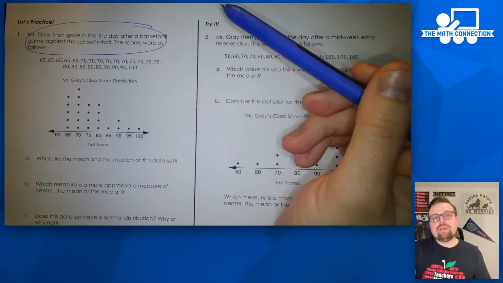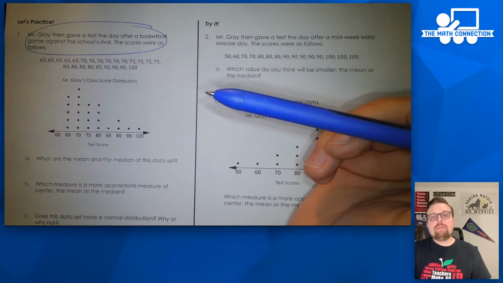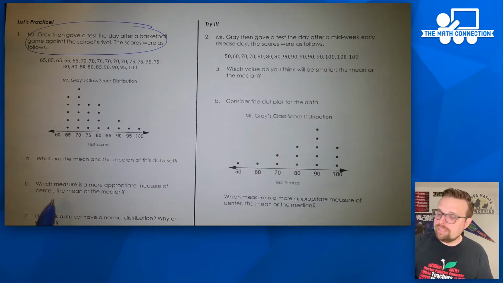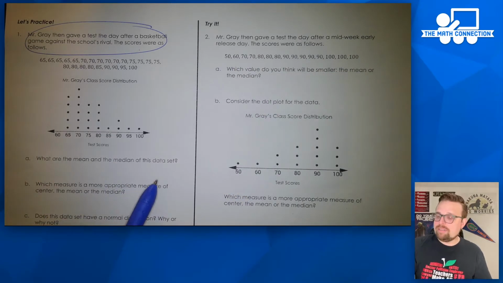So I think what they're trying to say is that maybe most of the kids in his class went to the game and they stayed out late and they didn't study for the test, and that could be the reason why the scores are lower. That's just one plausible explanation. There could be others. So let's look at the first question. It says, what is the mean and median of this data?